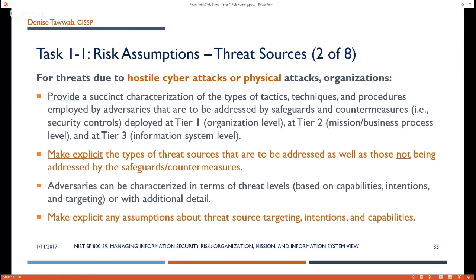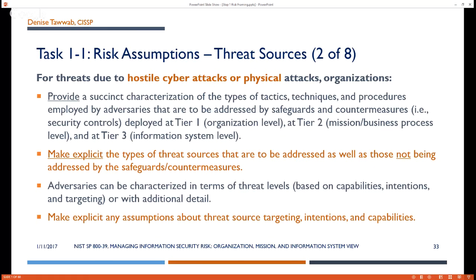For threats due to hostile cyber attacks or physical attacks on your business, you provide a succinct characterization of the types of tactics, techniques, and procedures employed by adversaries that are to be addressed by safeguards and countermeasures deployed at Tier 1, at Tier 2, and at Tier 3. You make explicit the types of threat sources that are to be addressed, as well as those that are not being addressed by your safeguards and countermeasures. So you're going to lay out the kinds of threats that you face and the kinds of threats that you're going to deal with and the kinds of threats that you're not going to address.